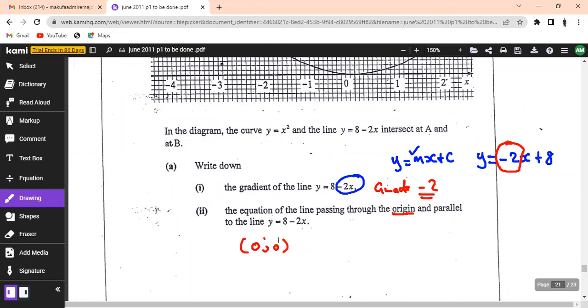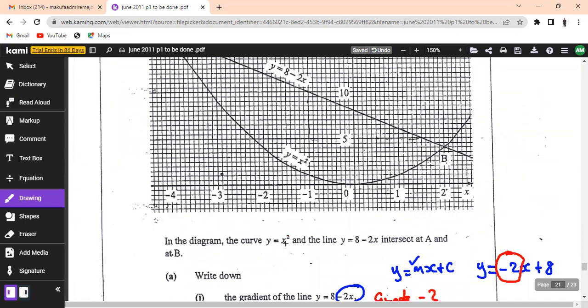That is what you have on the origin. So now you are given a point where it is going to pass through the origin and parallel to this line, which means if they are parallel, they have got the same gradient. So M, which is your gradient, is given. We have the gradient, which is minus 2. So that is it, guys.